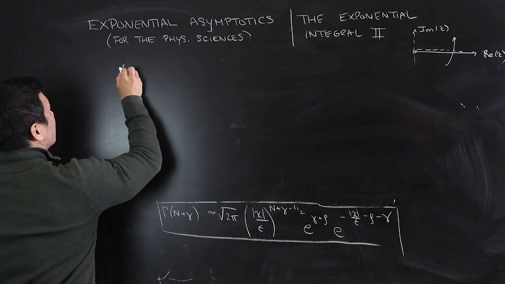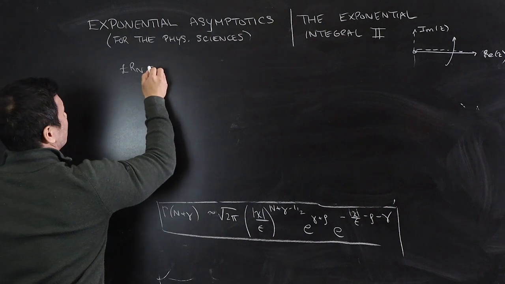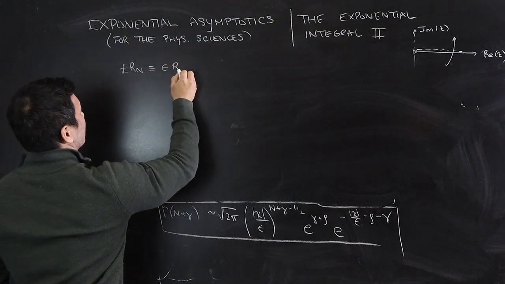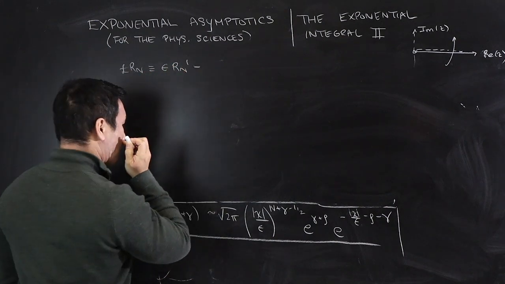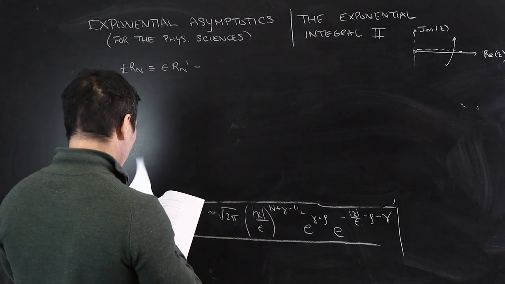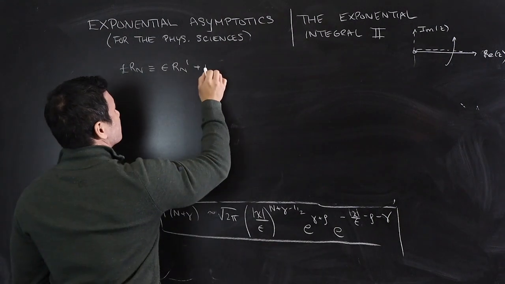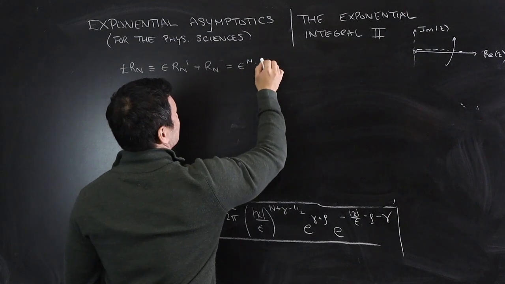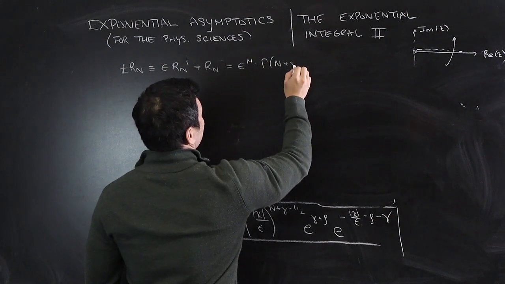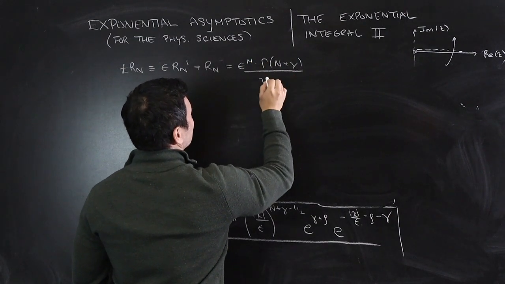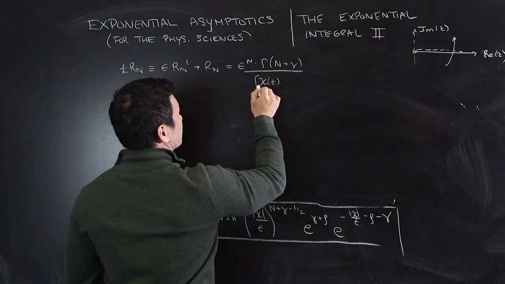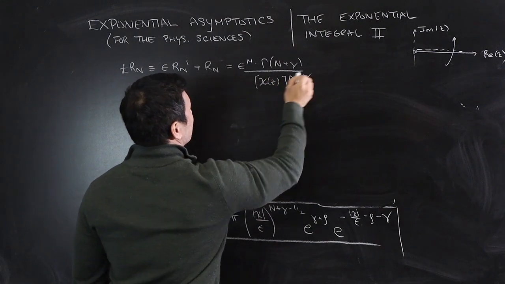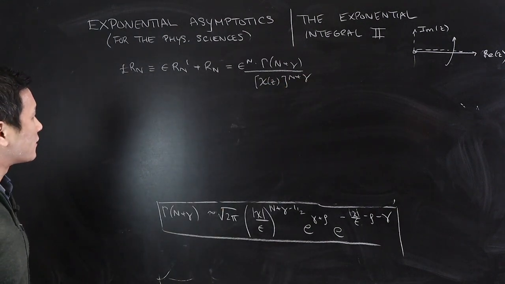So LRn is basically epsilon times Rn prime, plus Rn, and then that's epsilon to the n times all this nasty business with the gamma function, for which it looks like it's a bit impossible to simplify, but it will simplify quite nicely.